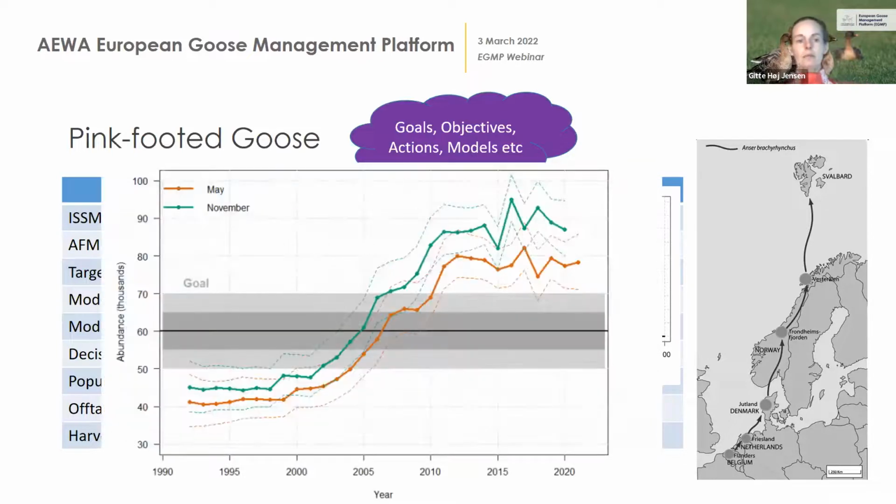Here's the graph of the population size for pink-footed goose, either monitored in May or November. And we see that at the current level, the population is stabilizing. It's just not down at the goal yet.